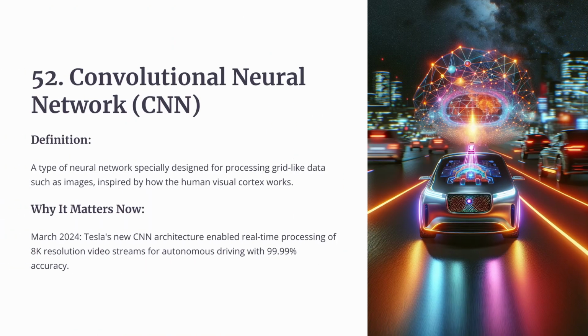A convolutional neural network is a type of neural network specially designed for processing grid-like data such as images, inspired by how the human visual cortex works. Think of this as giving AI a visual system similar to how our own eyes and brain work together. When you look at a photo, you automatically notice edges, shapes, and objects. That's what CNNs do. Tesla's breakthrough means their cars can now process visual information as clearly as a human with eagle eye vision, even while moving at high speeds.